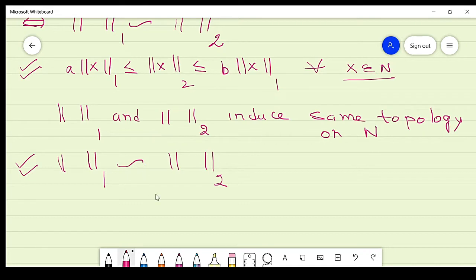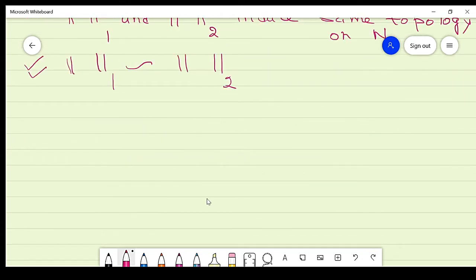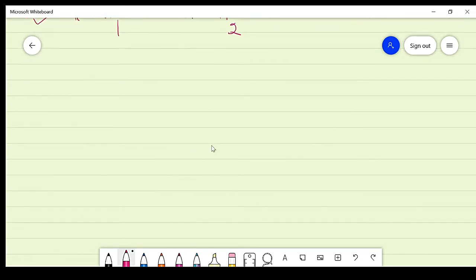Now, in addition to this, we define a very important norm which is called the zeroth norm. And the zeroth norm is defined only for a finite dimensional vector space, or finite dimensional normed linear space. So this is a new term, the zeroth norm.